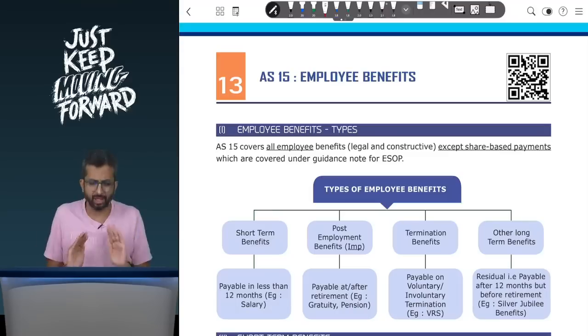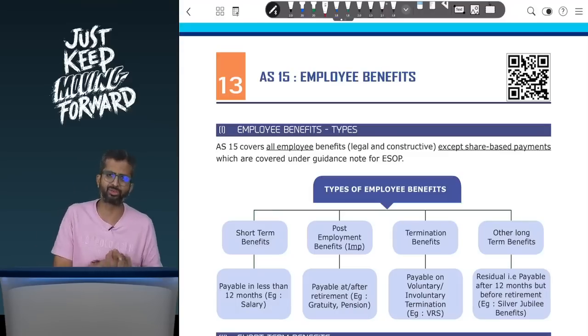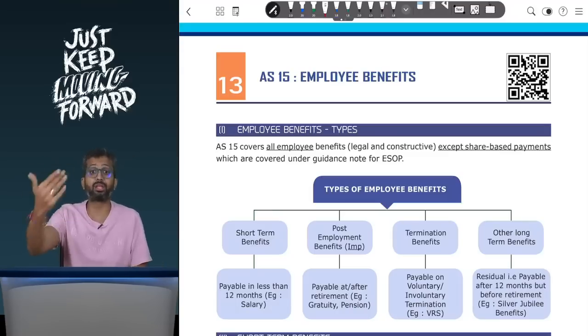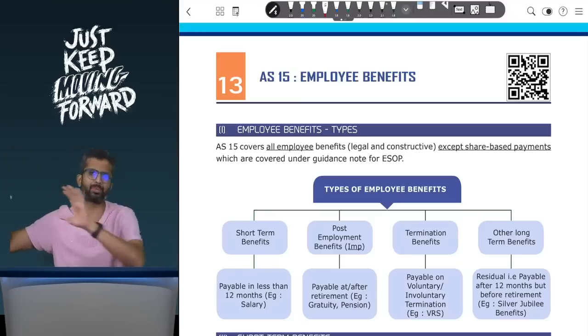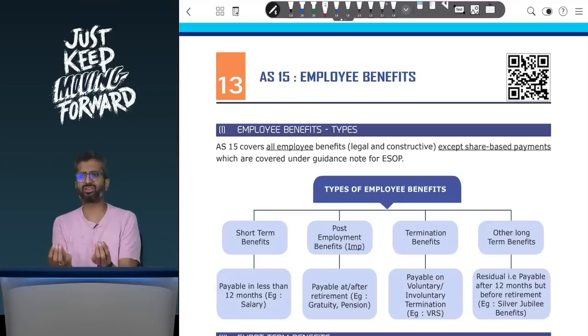That is AS 14 in a simplified and very compact form. Having said that, for AS 14 as well as for AS 21 consolidation, we need a separate discussion and not just a standard level discussion.